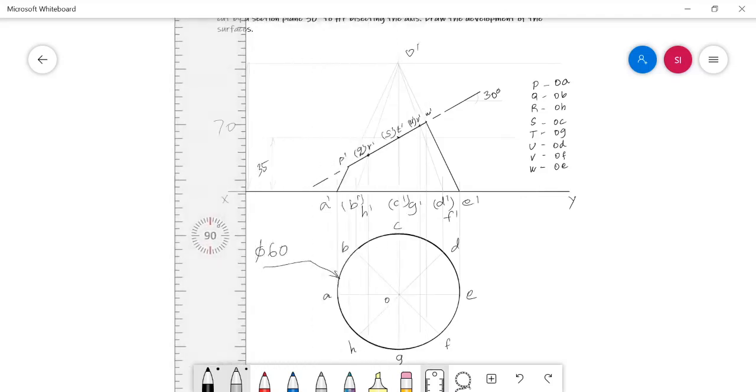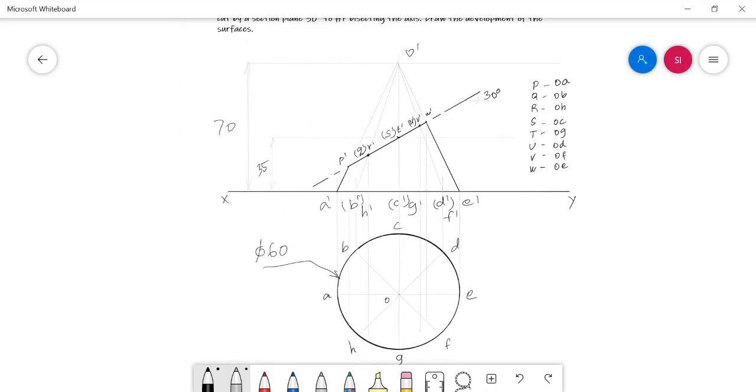See here, the projector of P dash is coming in this way. Whenever this projector intersects with OA, I need to mark the cut point P. So this projector is intersecting with the slant edge OA in the top view in this spot. So here I need to mark the cut point P.